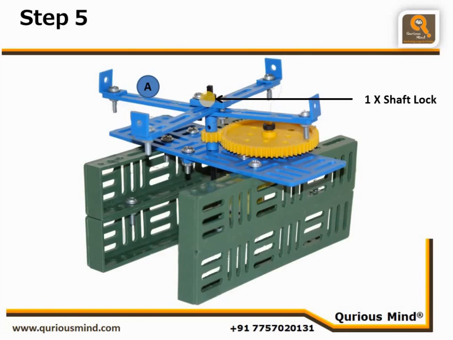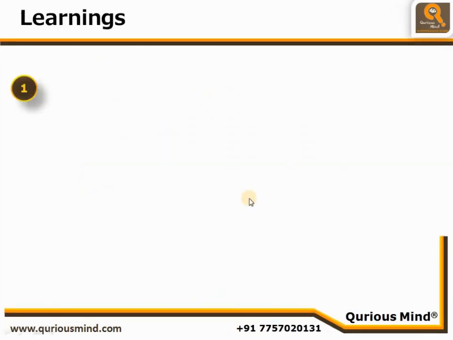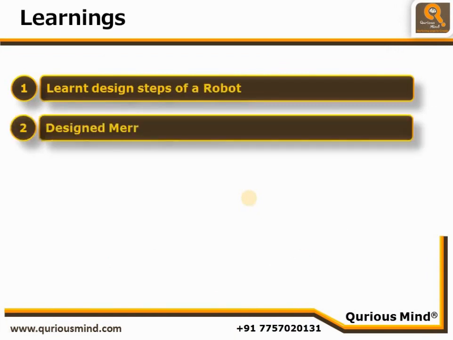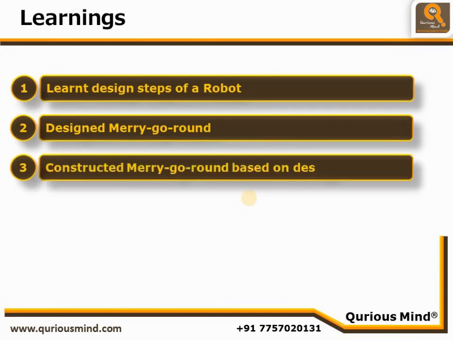So what did we do in this video? We learned the design steps of a robot. We designed the merry-go-round and we also constructed the merry-go-round based on our design. I hope you have understood the design steps and you enjoyed making merry-go-round. You can now start designing your own robots.